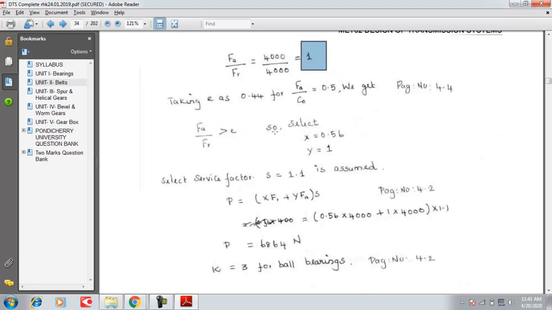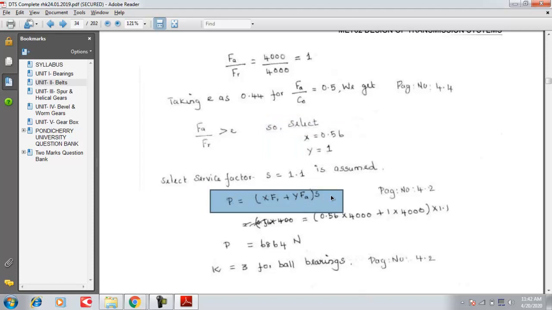We can select the last value, that is the second column. For the FA by FR greater than E condition, we can choose, and for that column, 0.56 is the value of X and Y gets the value of 1. Beside the 0.44 value, 1 is there for the Y value. X and Y are the two factors that we will be using for calculation of equivalent load. In this formula, X and Y will be used.